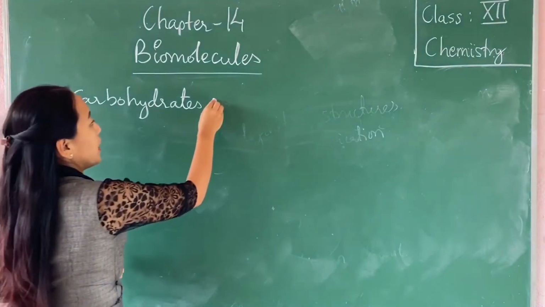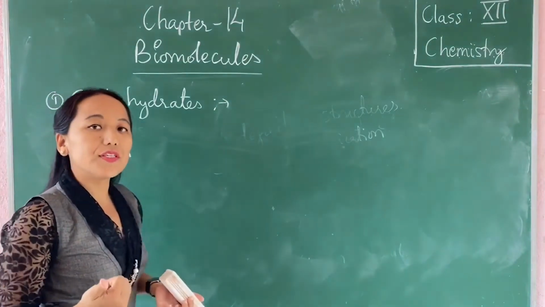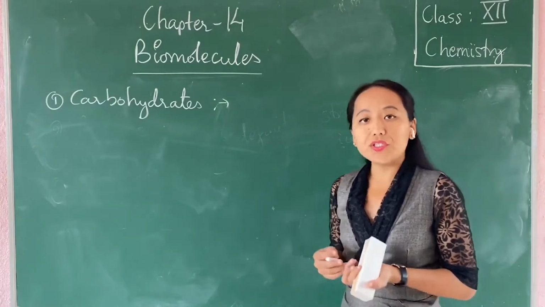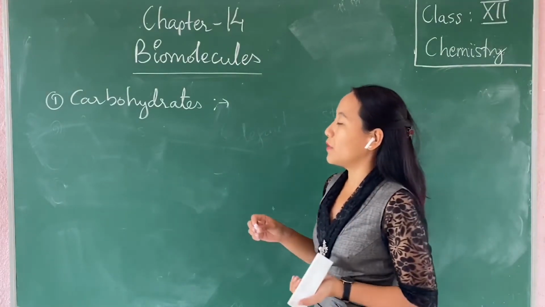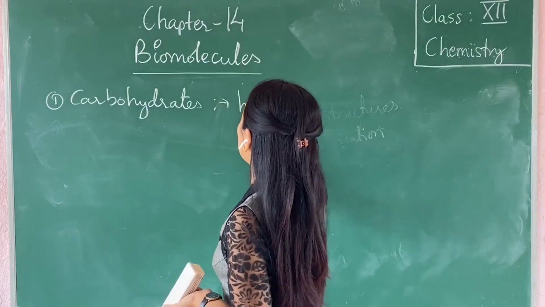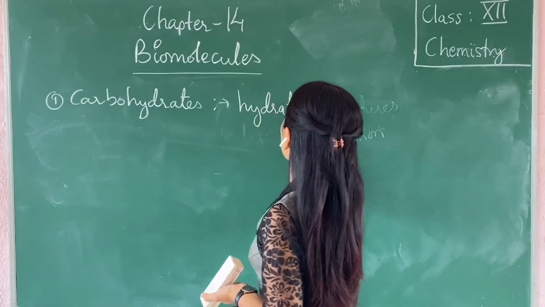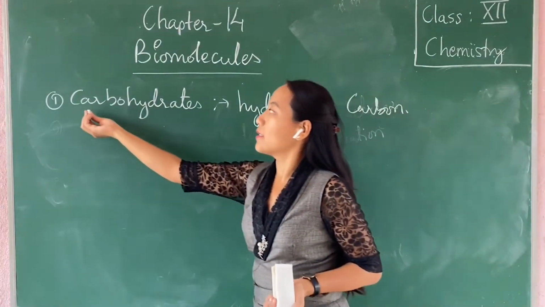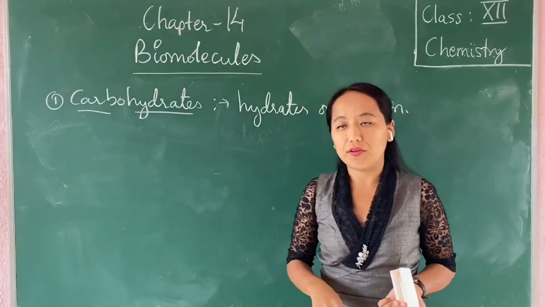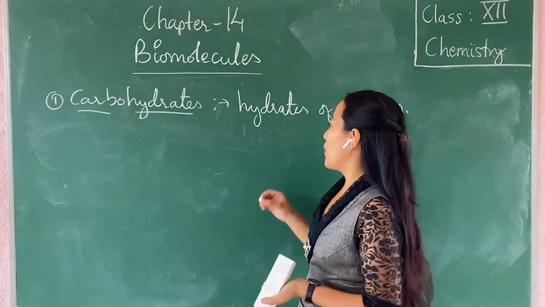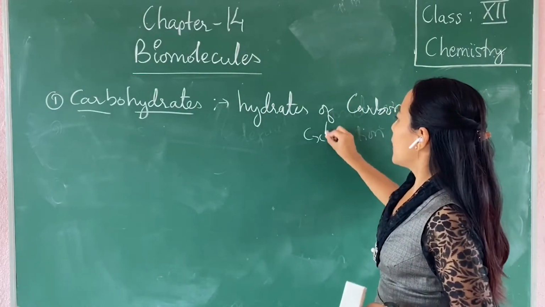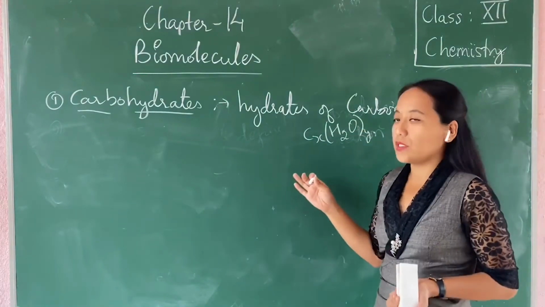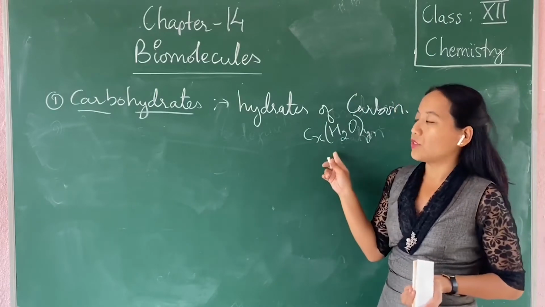To define carbohydrates, there are two definitions. The first one is the classical definition and the second one is the modern definition. According to the classical definition, it is defined as hydrates of carbon. From the name itself, carbohydrates or hydrates of carbon, it has the general formula Cx(H2O)y. Now, according to this, all the carbohydrates should fit into this formula.